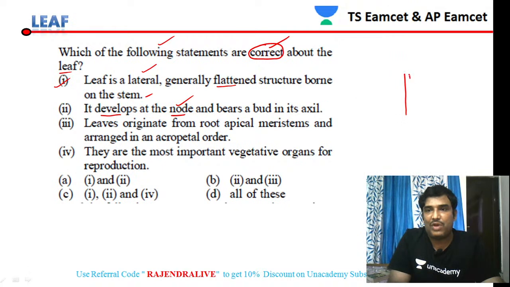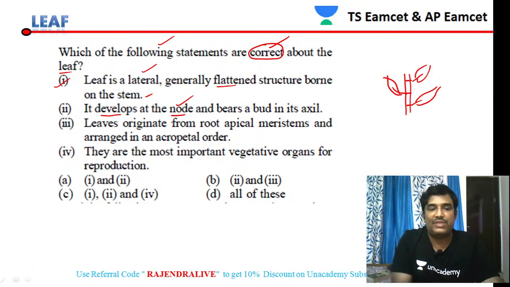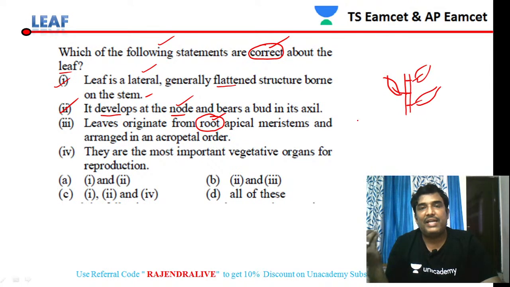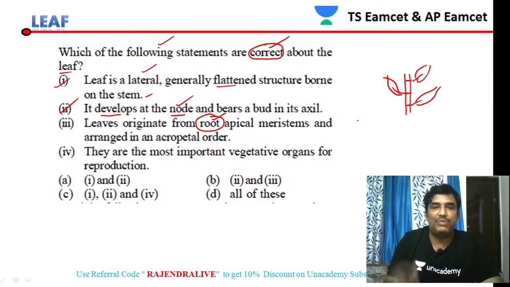If you see a stem, on the stem, for example, nodes are present. On the stem, the leaf every time arises from the nodes. So that is a right statement. And it also bears buds. Axillary buds we have seen in one of the diagrams. So statement 2 is also right. Then, leaves originate from the root apical meristem. The question was telling that leaves originate from the root. Leaves do not originate from the root apical meristem, but from the stem apical meristem. Because of that, statement 3 is a wrong statement.